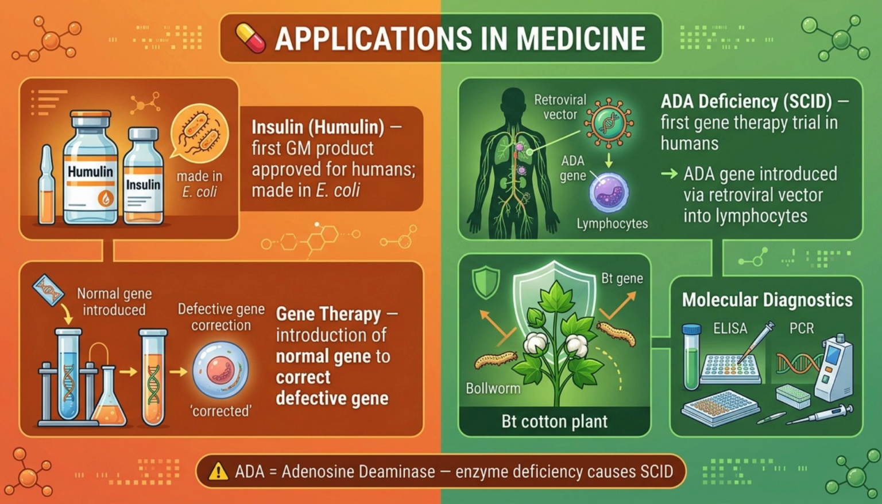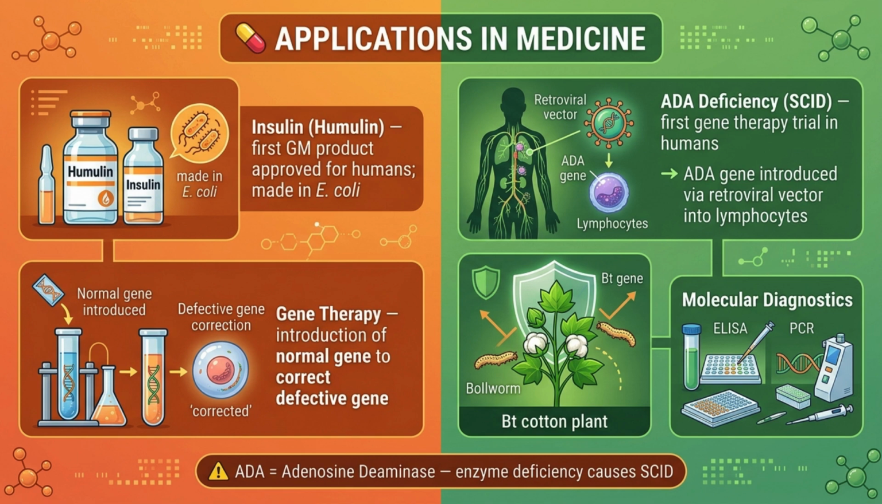Applications in medicine. This is where NEET loves to ask questions. Number 1, insulin production. Before genetic engineering, insulin was extracted from pig and cattle pancreas. Now, the human insulin gene is inserted into E. coli using rDNA technology. The product is called Humulin. It was the first recombinant DNA pharmaceutical approved for human use.